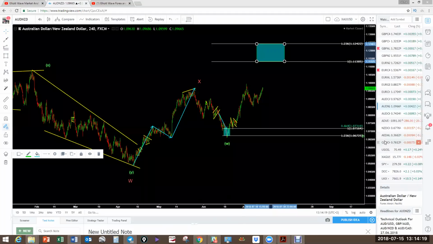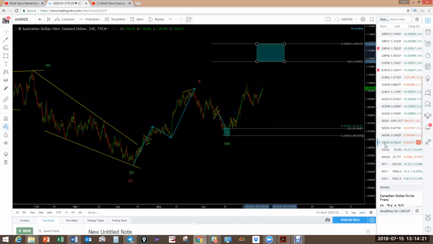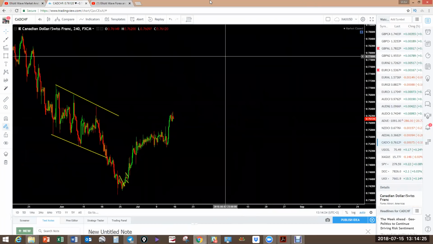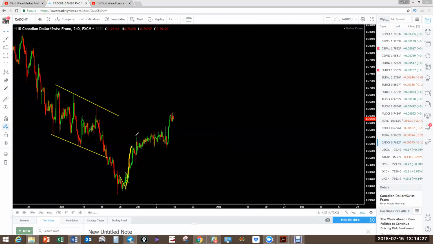Let's have a look if there's any other pair. CADCHF. We've made a 3-wave up here. It looks incomplete, so it looks like we're going to have one push to the upside.